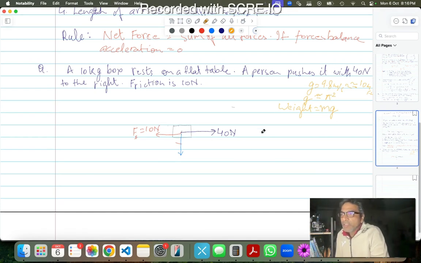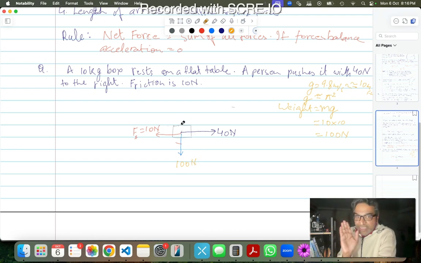Okay, good. So the weight now. To calculate the weight, we should have the mass. Mass is 10 kg, right? And then there is gravity, which is 10. So it will be 100 Newton. So the weight will be 100 Newton this side. Now, because it is resting, that means there is another force which is acting on it.